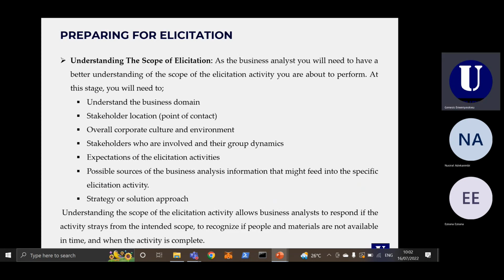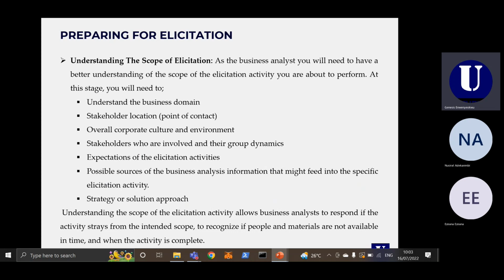Identifying and understanding your stakeholder location. So where are your stakeholders located? What is our point of contact? Where are they? That will help you as well in having a good understanding of the overall corporate culture and environment of that particular client or that particular solution or initiative that you are going to be working on.